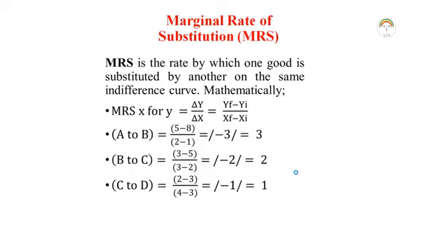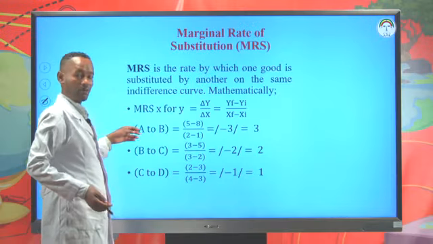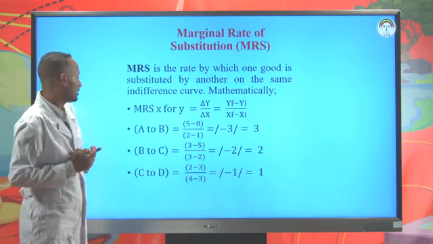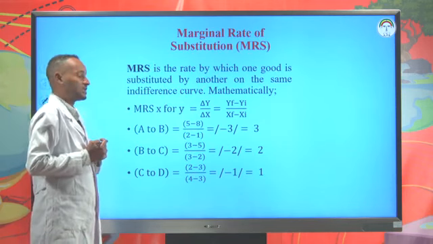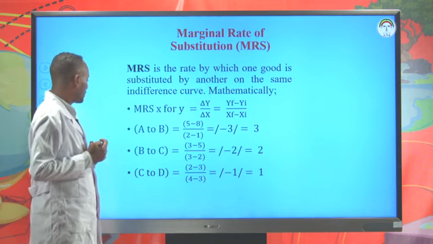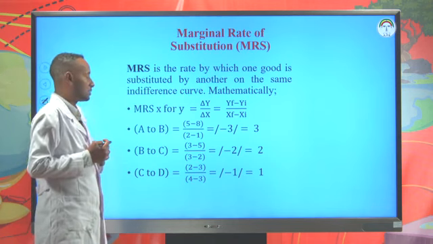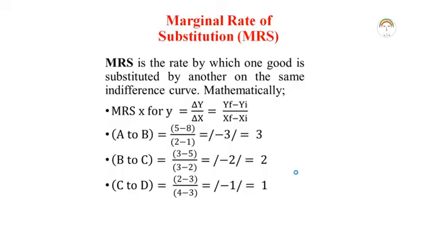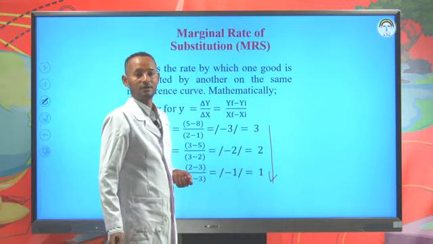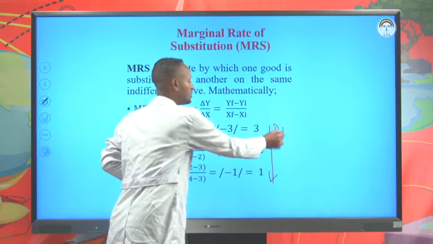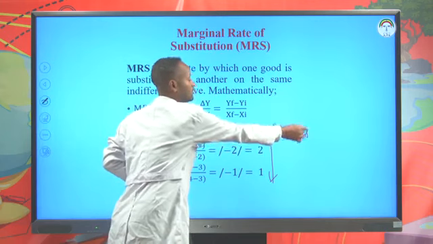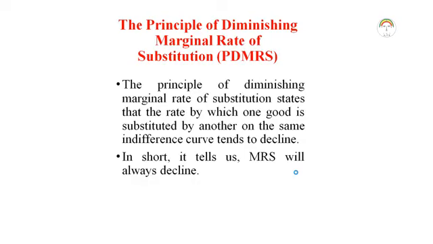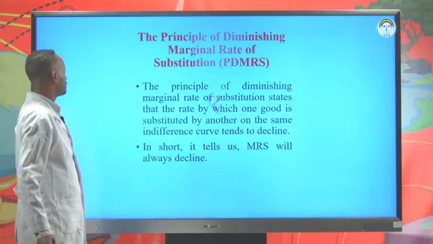Here, when we calculate the marginal rate of substitution, when we come across from combination A to combination B, the marginal rate of substitution is 3. And when we come across from combination B to C, the MRS is 2. And when we come across combination C to D, the MRS is 1. So the rate by which one commodity is substituted for another will always decline. This is what we call the principle of diminishing marginal rate of substitution, PDMRS. So this is about the principle of diminishing marginal rate of substitution.